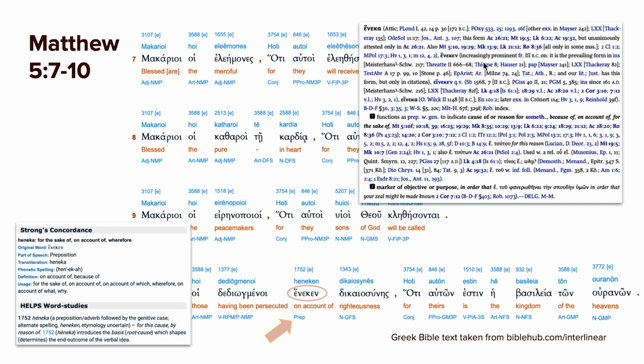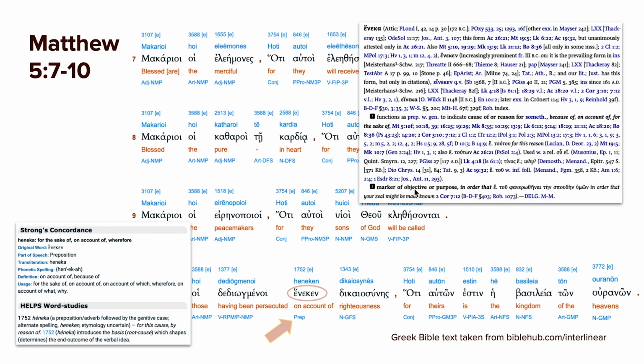Heneke started to become used as Heneken from the 3rd century BC on. So in the New Testament we have Heneken, but in ancient Greek the normal way they would use it is Heneke. And you can see all the different ways that it's used. Basically here, number one is it functions as a preposition with the genitive to indicate cause or the reason for something. So you're persecuted because you are being righteous, because of your righteousness.